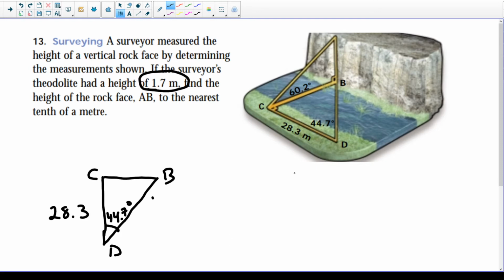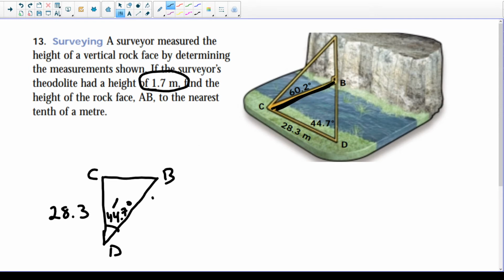Okay, so if we look at this picture, there's a shared side between the two triangles, and oftentimes that is going to be what we need to find. And the logic obviously is if we find that length in the first triangle, it also is going to be a length in the second triangle. So we're going to find side CB.